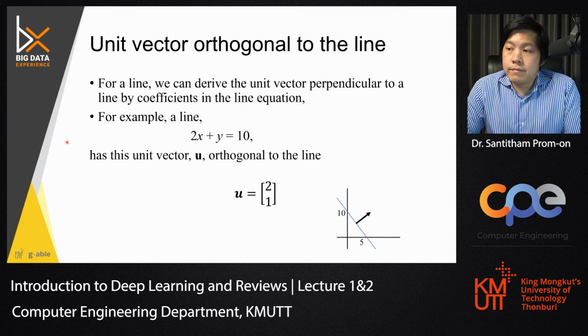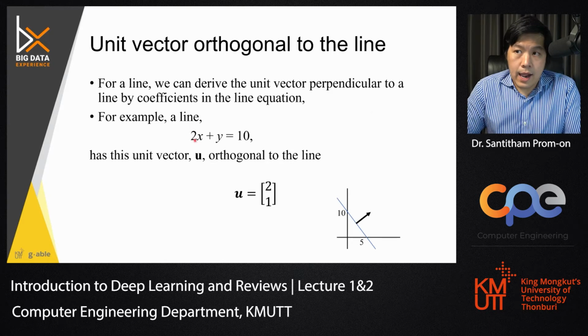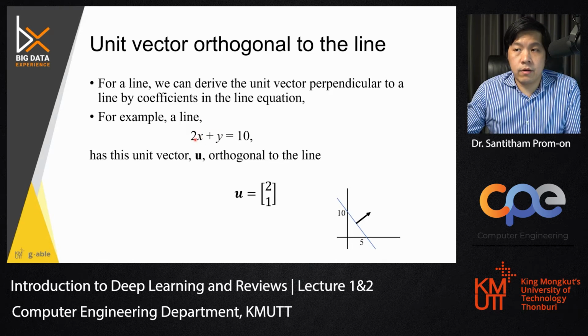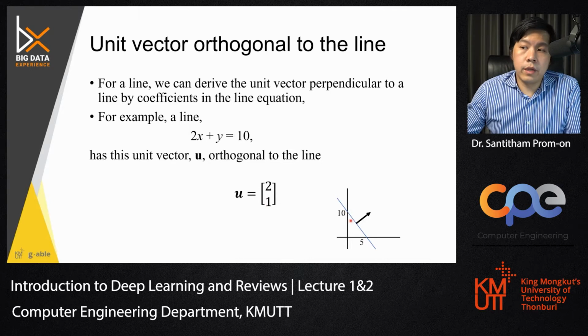Okay, the unit vector and lines. If you have a line like this, 2x plus y equals 10, here is the line. You can get the vector that is orthogonal to the line by just taking the coefficients. Like the 2 and 1 would be a vector that is orthogonal, perpendicular, to the line. This is (2, 1).